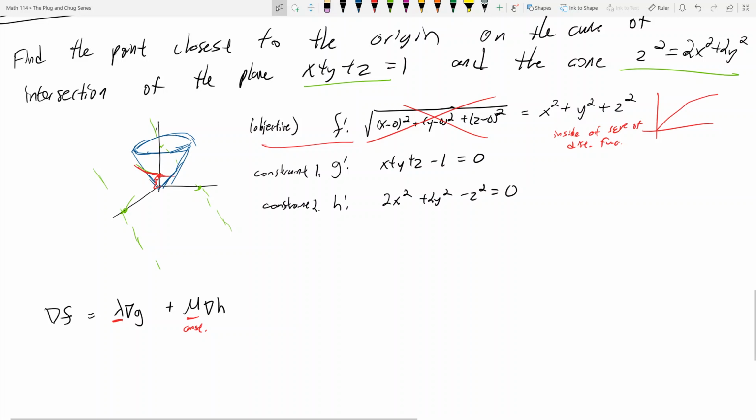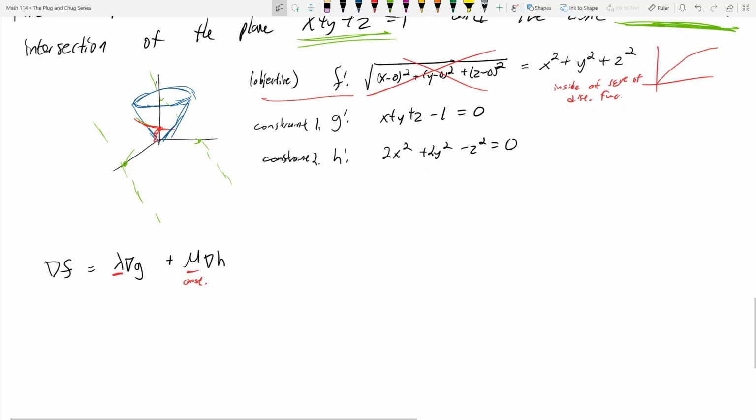Notice this problem is simply: find the point on the intersection that is closest to the origin. Unlike the previous video, where we had an interior that we had to check, there's no interior here. I'm only on the boundaries, which is the intersection of the cone and the plane. So I just jump straight to the Lagrange multiplier problem. If you don't have a closed region, you don't have to check any of the partial derivatives for critical points.